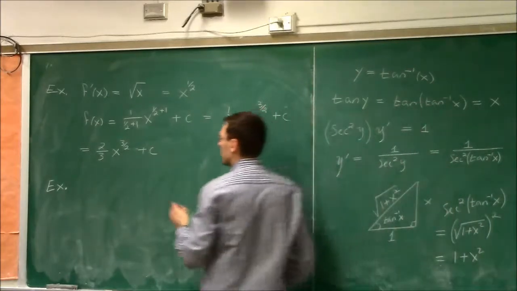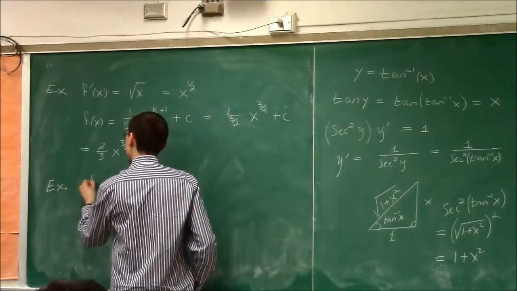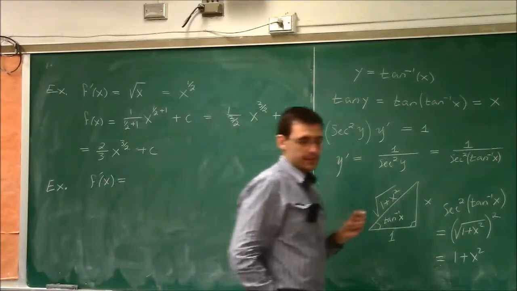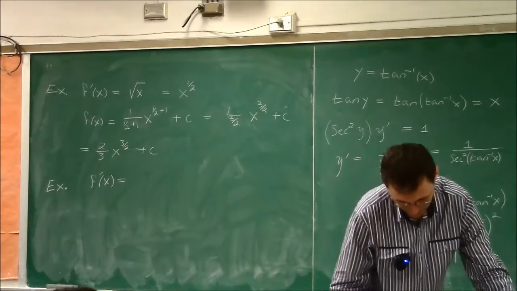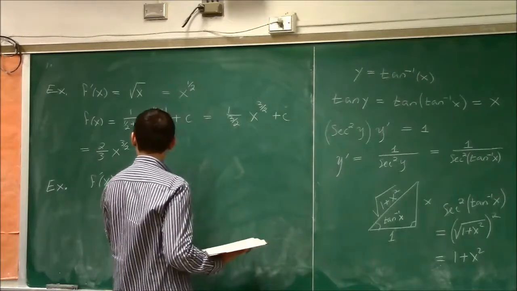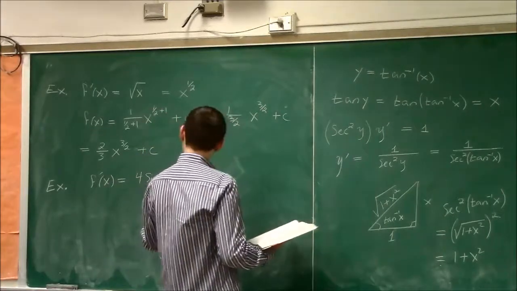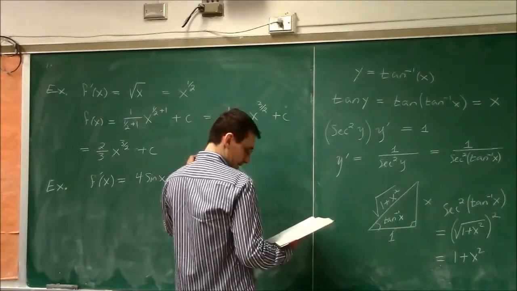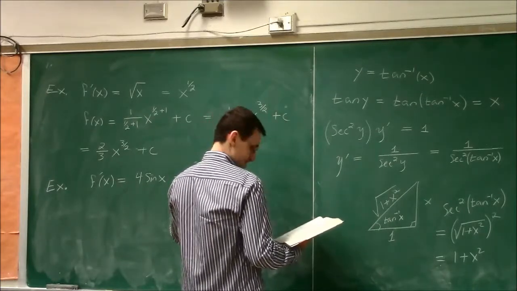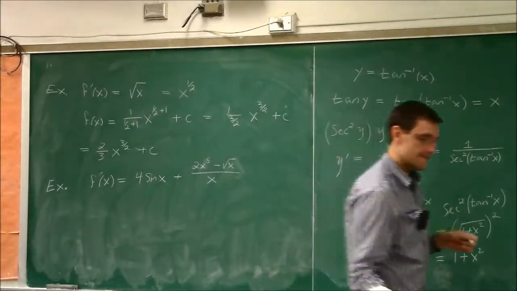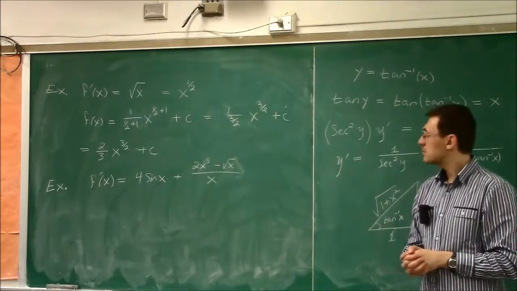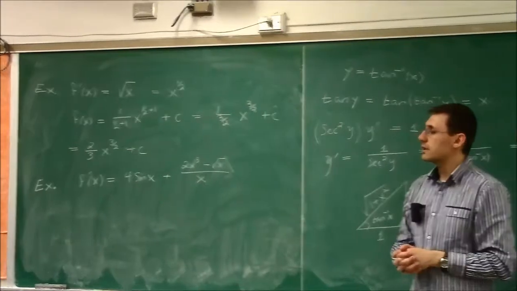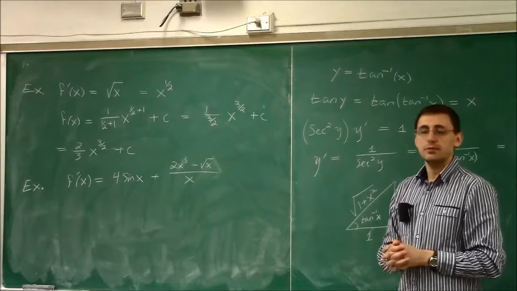All right, so what about f prime of x equal to 4 sine x plus 2x to the power of 5 minus root of x, divided by x? Figure out what to do here. Isn't the function going to have product rules? Well, maybe there is a way to avoid it. If you have a quotient or product rule, for now, figure out ways of avoiding them.